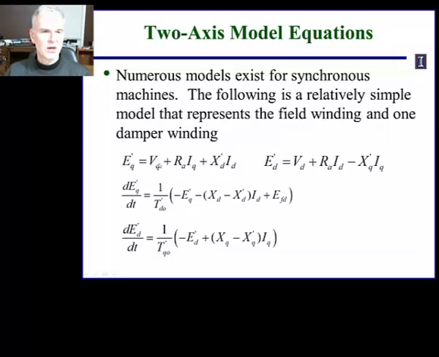We use the terminal relationships to relate VQ plus RA IQ plus XD prime ID gives you EQ prime. Then ED prime is given by this equation here, where VD is the direct axis representation of the terminal voltage, VQ the quadrature axis representation of the terminal voltage, and ID, IQ represent the terminal current. We then have two differential equations to represent the dynamics of the voltages, dEQ prime and dED prime here.